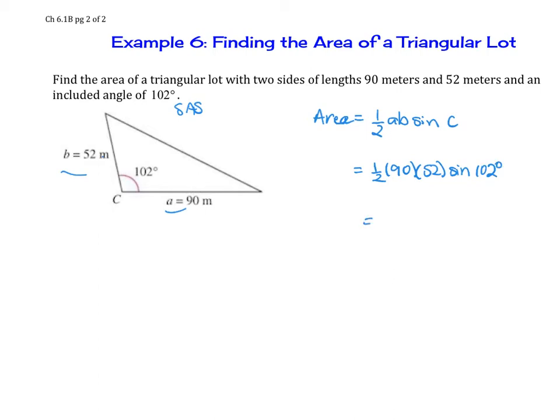Now what I do, just for me, is that I just take half of 90, so 90 divided by 2 is 45. Then I multiply 45 times 52 times the sine of 102 degrees. Now when you do that, your final answer will be 2,289 square meters.